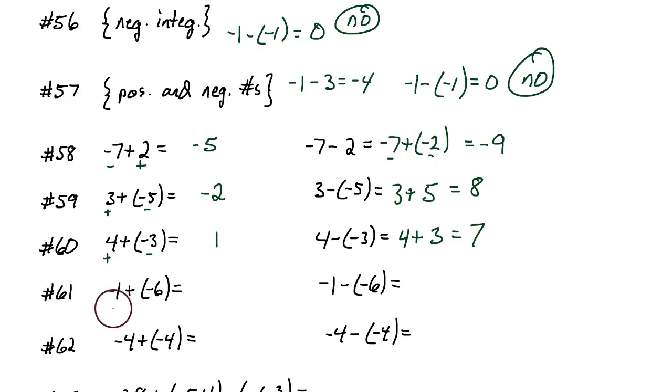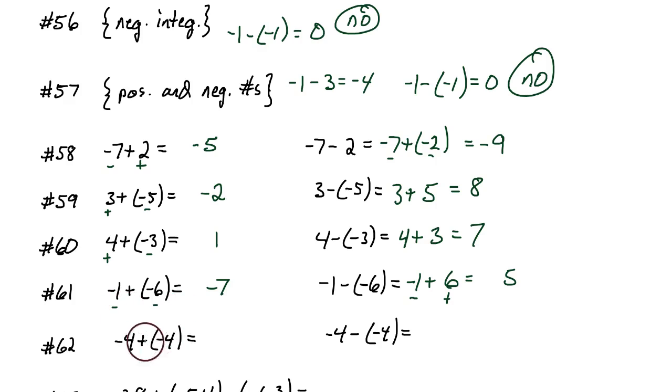Number 61. This is negative, this is negative. They have the same signs. So add their absolute values. 1 and 6 is 7. Give the answer the same sign as the numbers you were adding. Now the subtraction problem. This is equivalent to negative 1 add 6. This is a negative, this is a positive. Find the difference of the numbers. And give it a positive sign because this number has the greater absolute value.